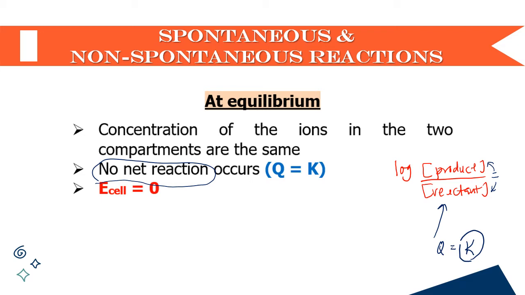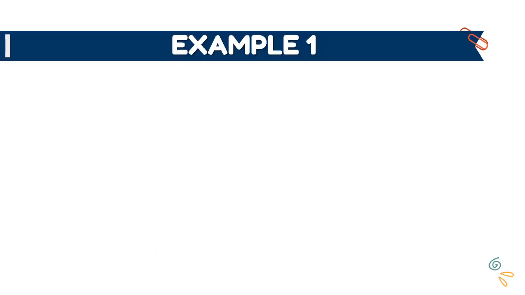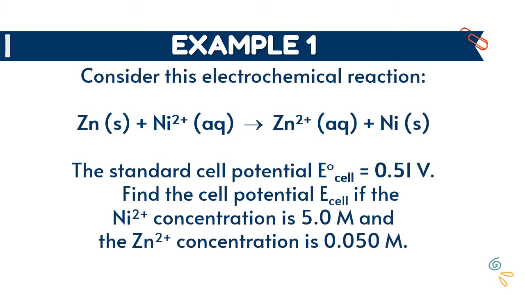Okay, so now let's move on. Let's take a look at the example calculation on E cell using the Nernst equation. Here I give you 4 different calculations for 4 different example situations. Let's take a look at the examples one by one. So example number 1. Consider this electrochemical reaction: zinc solid plus nickel 2 plus aqueous to produce zinc 2 plus aqueous plus nickel solid.